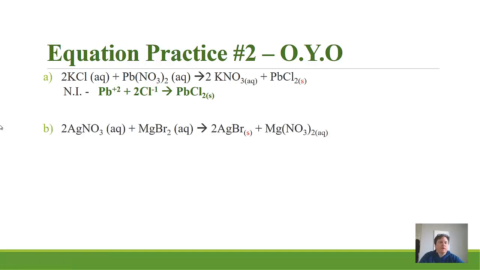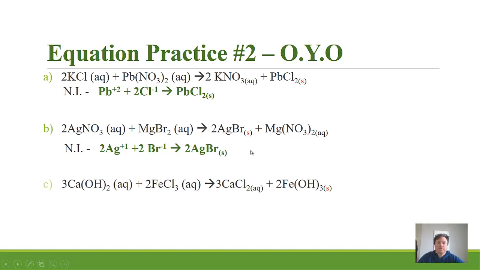Okay, in B here, once again, we're forming a solid in silver bromide. So to write my net ionic, I work backwards. I got 2 silvers, because I got 2 there, plus 2 bromines to give me 2 AgBr. How about letter C here? In this case, we're going to form calcium chloride and then iron hydroxide.